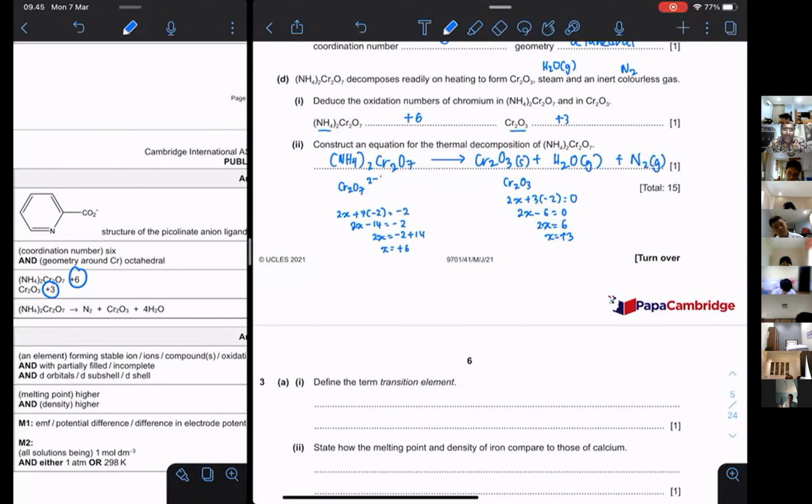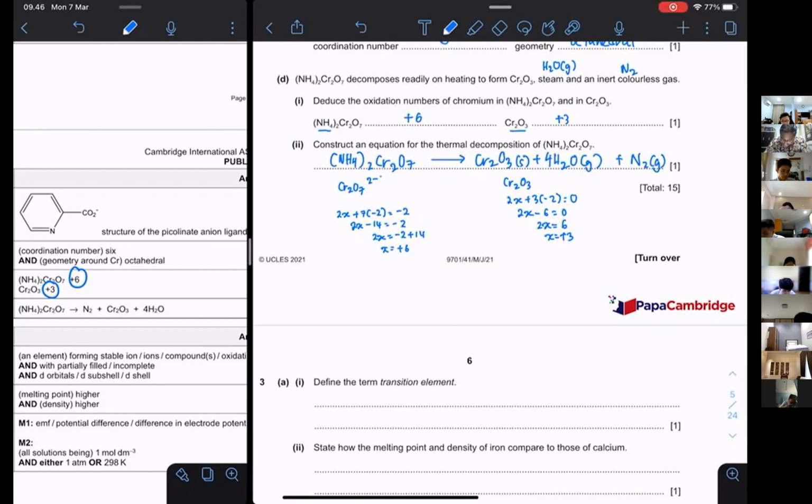In this case, we just need to balance this. If I look over here, nitrogen is balanced, I can balance it later. Cr2 is balanced. Hydrogen, I do notice the hydrogen on the left is 8, so I need 4 over here. And if I put the 4 over there, then my oxygen on the left is 7, and on the right is also 7.